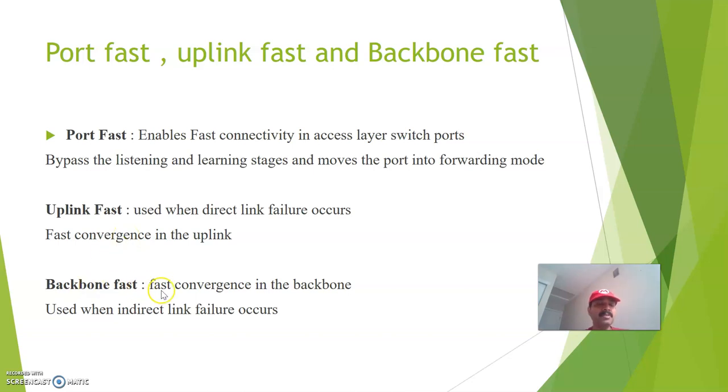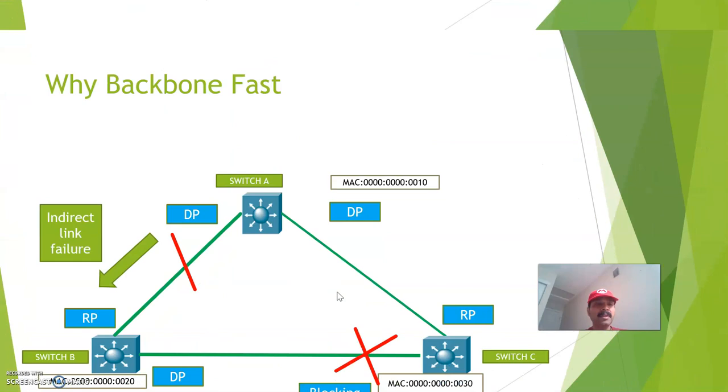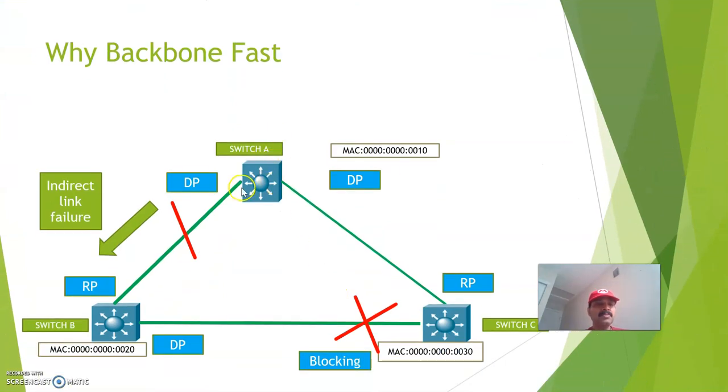And backbone fast is for fast convergence in the backbone. It is used when an indirect link failure occurs, which I am going to discuss now. So let us now go to the architecture. Here I connected switch B, A and C, all connected by trunk links. So there is a direct and an indirect link failure. Let us see the difference between the direct and an indirect link failure.